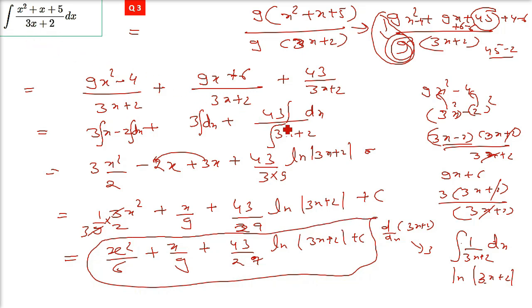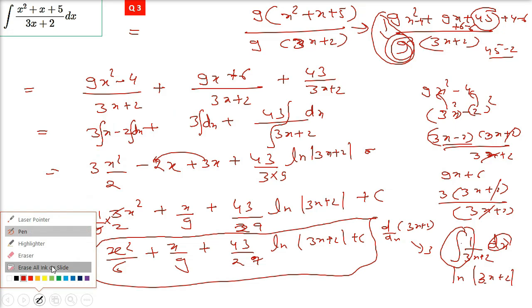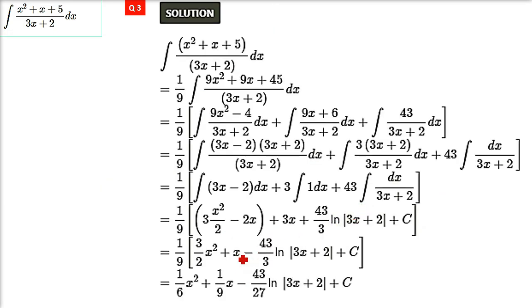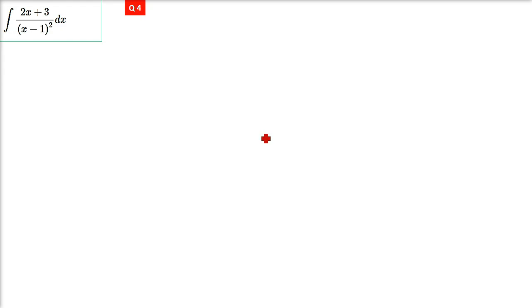So I hope you'll be able to do this properly. This integration dx will remain everywhere. So this is your final result with all the discussion we had kept in mind. Now whatever we have discussed, same thing we are going to apply here. We are going to simplify so that we can integrate it properly.